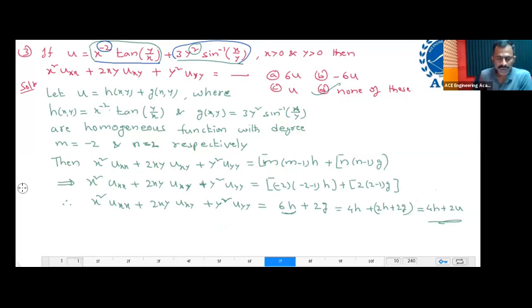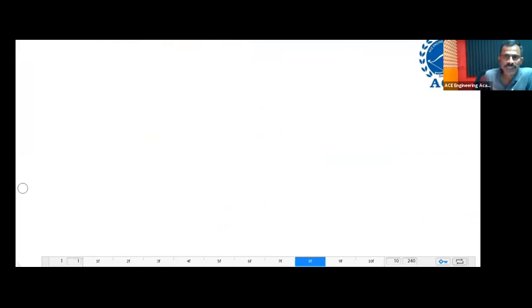This is for Euler's theorem. So on Euler's theorem, we have done 3 problems. Then we go to the next page. In the next page, we start the total derivative.